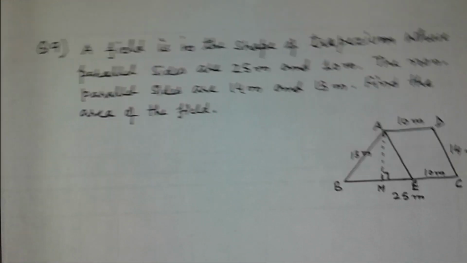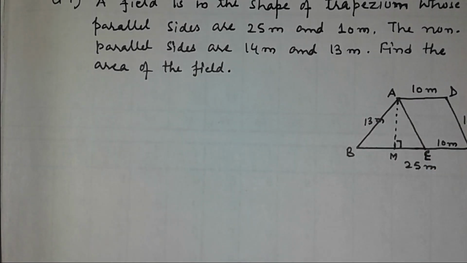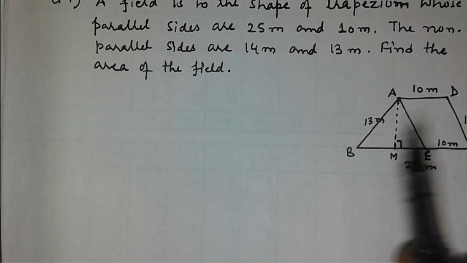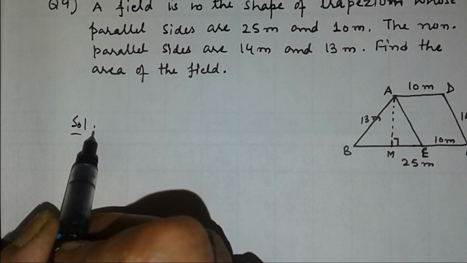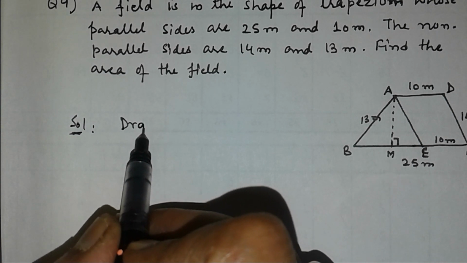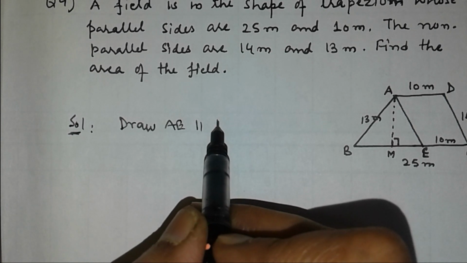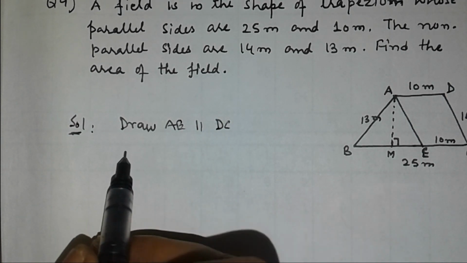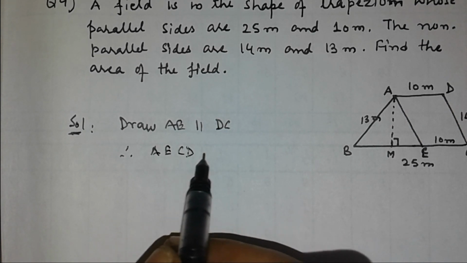Now we'll take one more question here. That is question number 9. A field is in the shape of a trapezium whose parallel sides are given 25 and 10 and non-parallel sides are 14 and 13. So first we draw AE parallel to DC. Therefore you can say that AECD is a parallelogram now.